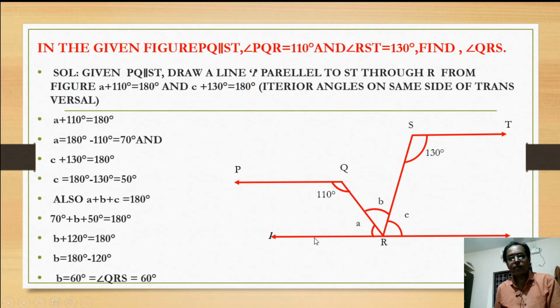Then also at point R we have the three angles, that is A plus B plus C equal to 180. Then 70 plus B plus 50 equal to 180 degrees. Then B plus 120 is equal to 180. B is equal to 180 minus 120, B is equal to 60 degrees. So we can write here the angle B, nothing but angle QRS, that is 60 degrees. So like this we can easily find the A, B and C values. So simply just observe the figure and apply the appropriate conditions. Okay.